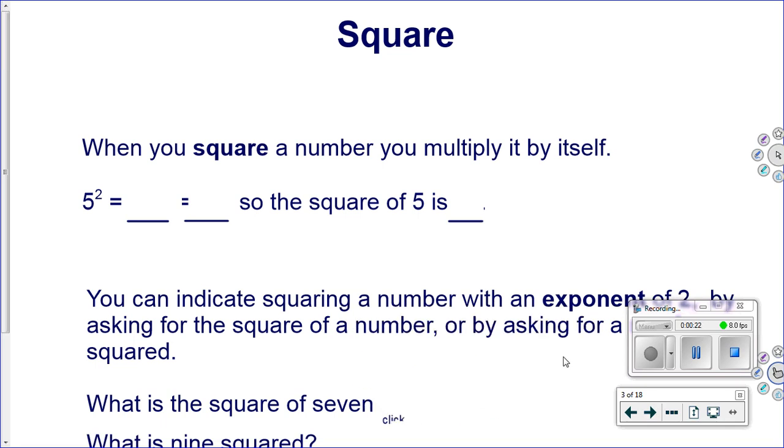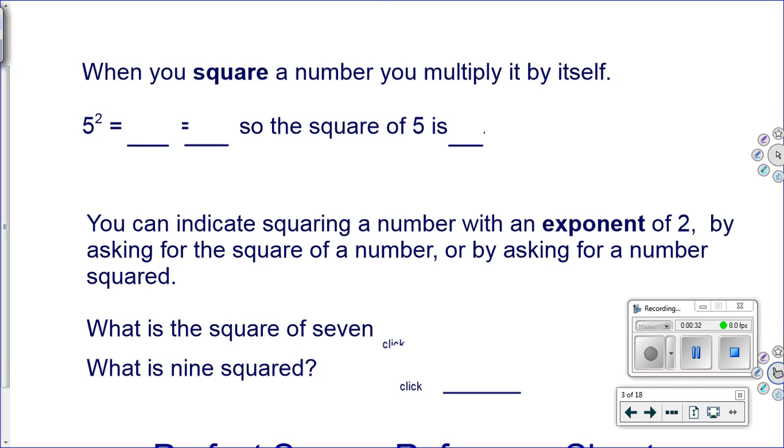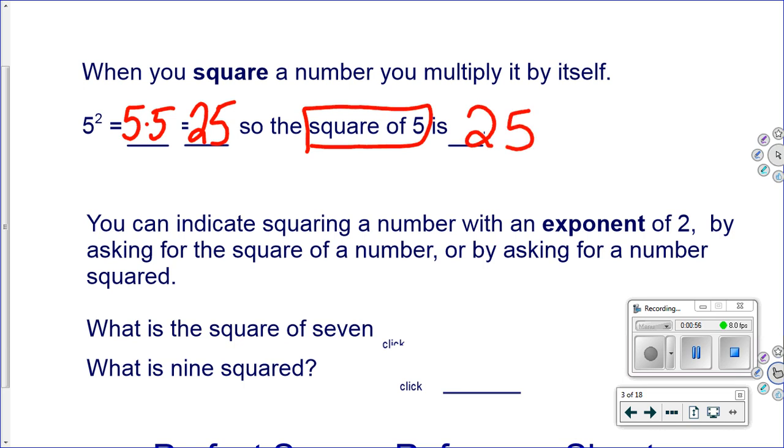Alright, so let's think about square roots here. When you square a number, you multiply it by itself. So what does 5 squared mean, Lexi? Okay, it means 5 times 5, which is equal to 25. Very good. So what is the square of 5? 25. So the square of 5 is 25.